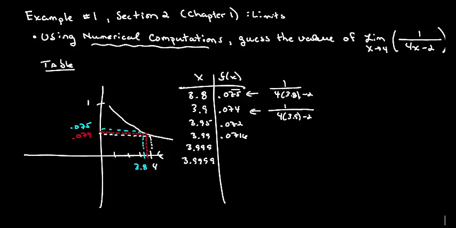If I put in 3.999, I get 0.0714. And if I put in 3.9999 with 4 nines, I again get 0.07143. This was 0.07145 if you round it. So what we're doing is we're approaching these numbers as we go.